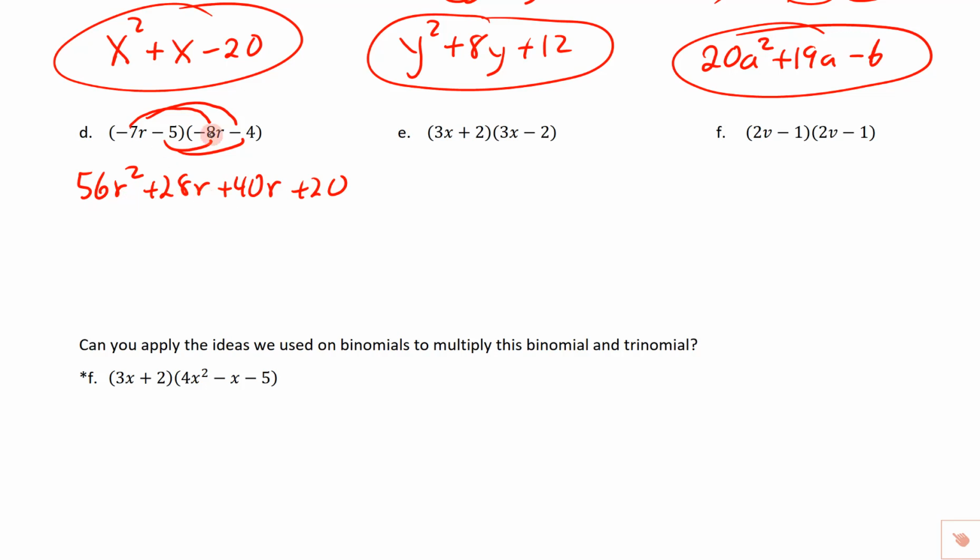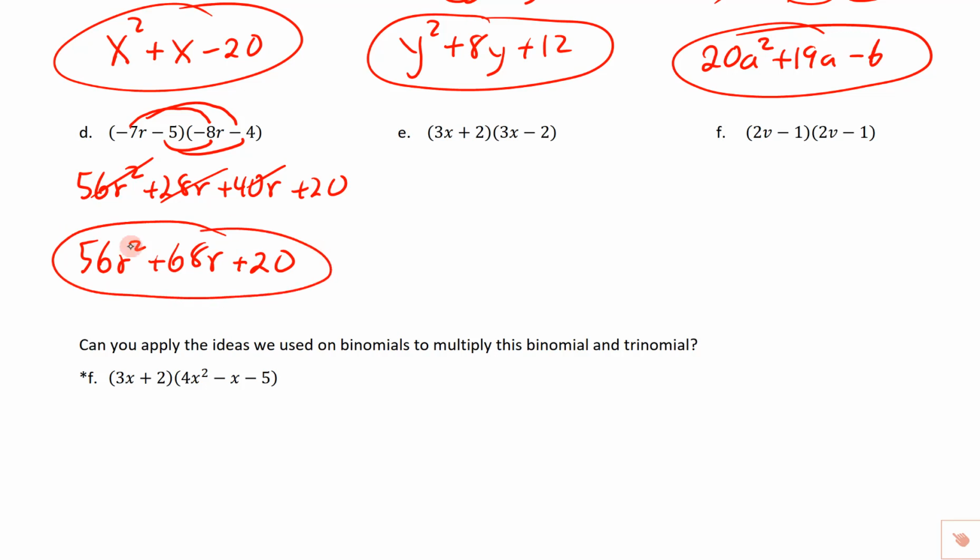Bigger numbers, had more negatives to keep track of, but lo and behold, because there were so many negatives in here, look what happens. Everything's positive, so I get 56r squared. Done with the two of those. This is going to give me 68r. Done with those guys right there. And then we're going to have a plus 20. So we'll go ahead and circle that and move on to the next one.